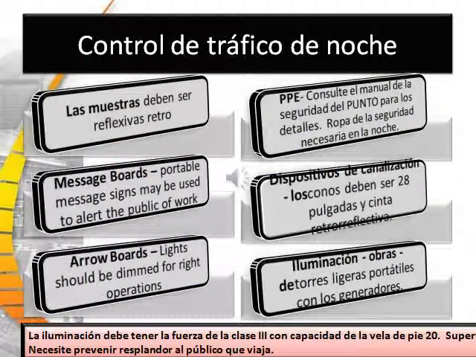Signs must be retro-reflective. Message boards are portable message signs used to alert the public of work. Arrow boards are lights which should be dimmed for nighttime operations. Lighting should have the strength of Class 3 with a 20-foot candle capacity. Personal protective equipment: consult your DOT organization for safety manual and safety apparel at night. Channeling devices are cones of 28 inches with retro-reflective tape.